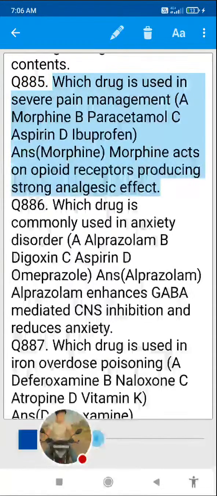Q885. Which drug is used in severe pain management? A. Morphine. B. Paracetamol. C. Aspirin. D. Ibuprofen. Ans. Morphine acts on opioid receptors producing strong analgesic effect.